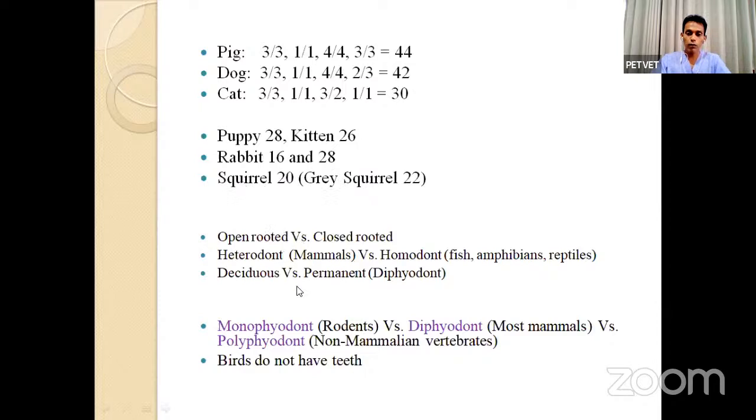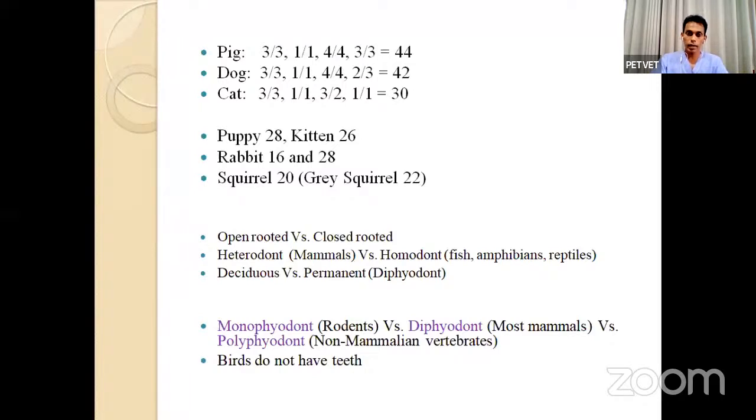So there are a few other words that you have to be familiar with when it comes to dentistry. One is open-rooted and close-rooted. In the open-rooted animals, the root is open. During their whole lifetime, the root produces the tooth, so the tooth elongates over the lifetime. Like in rabbits and squirrels, their teeth are open-rooted. So the tooth grows over the lifetime.